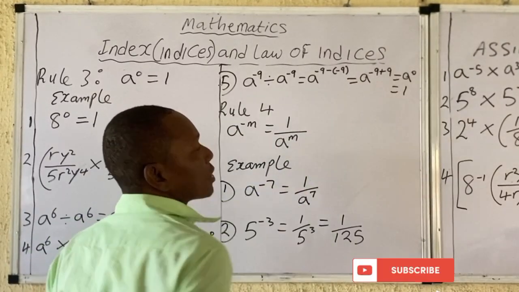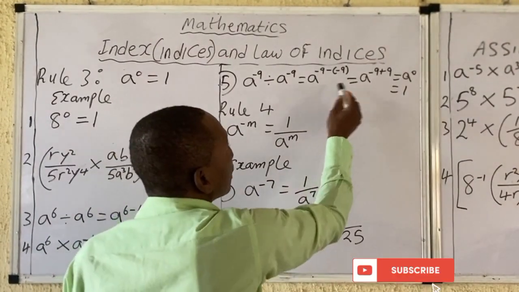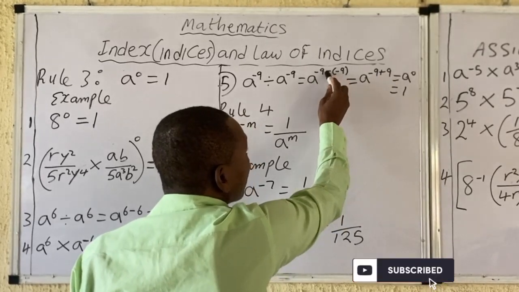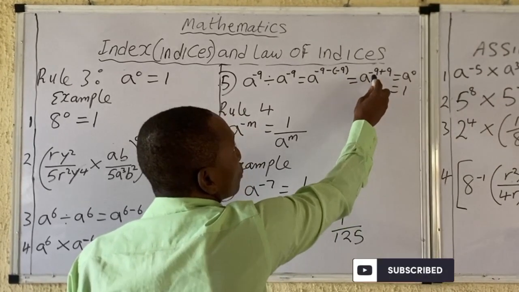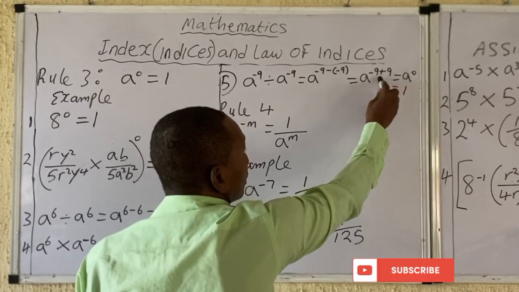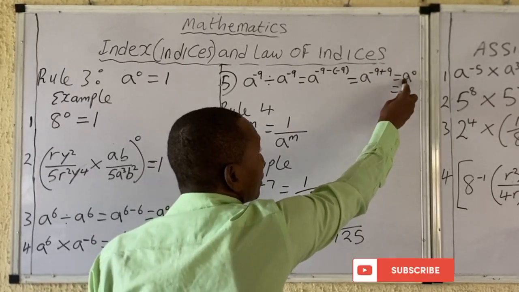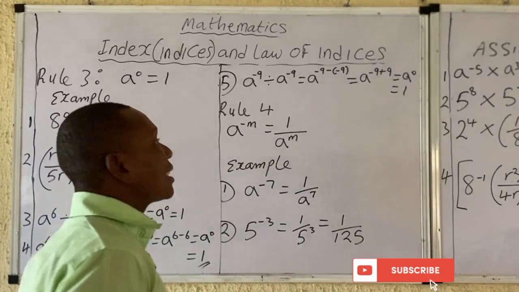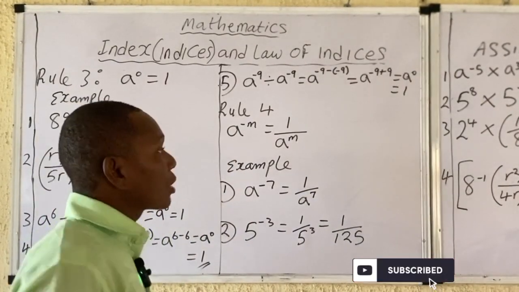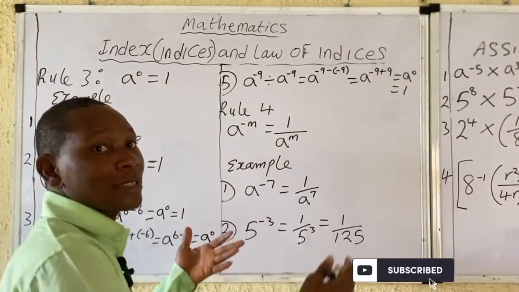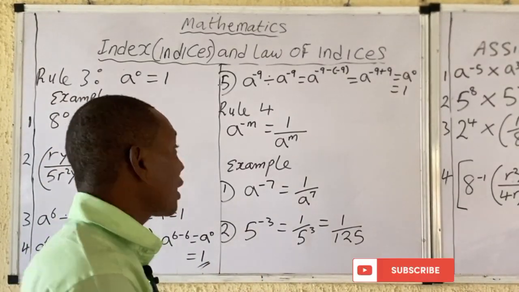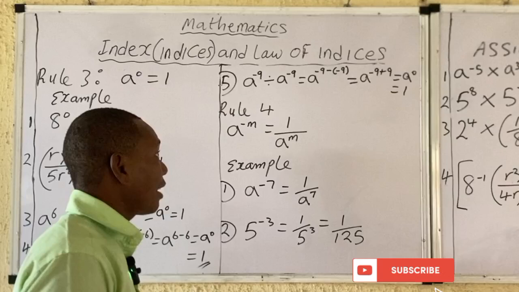Minus times minus is actually plus. So we now have a minus 9 plus 9. Remember, this minus times this minus is now this plus. So minus 9 plus 9 is actually what? 0. So we now have a raised to the power 0, and our final answer again is what? 1. So there are various ways you can just play with it. No matter how the sign or the trick, the way they put the question, you can just play with the question. They are very easy.